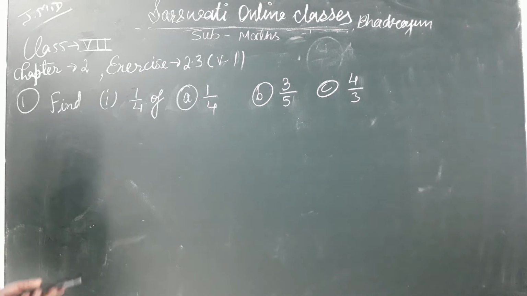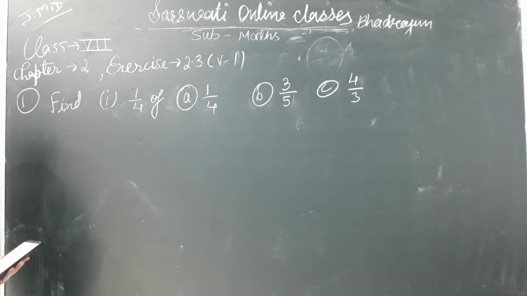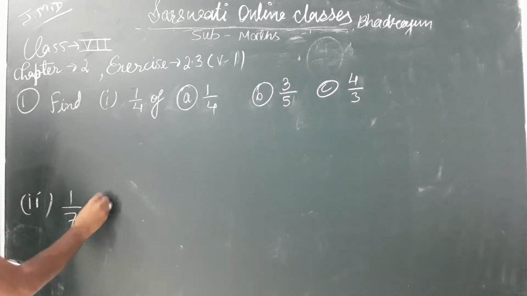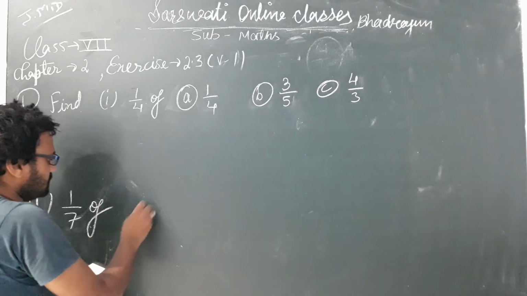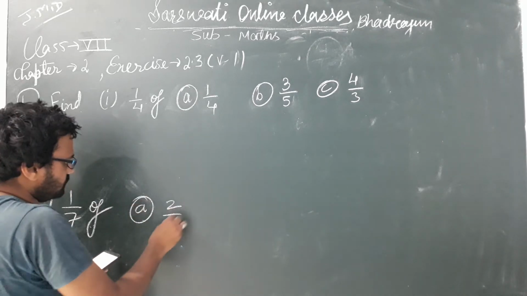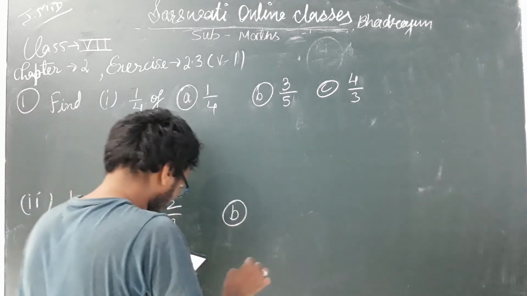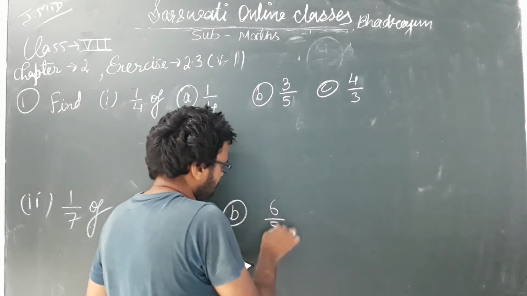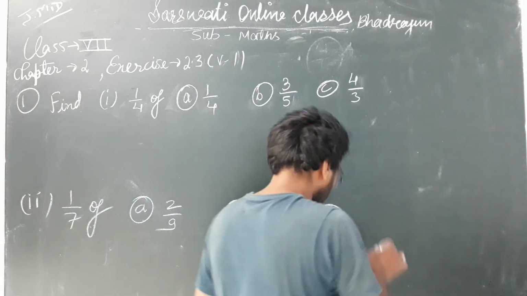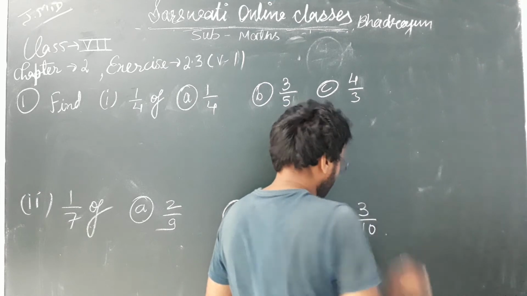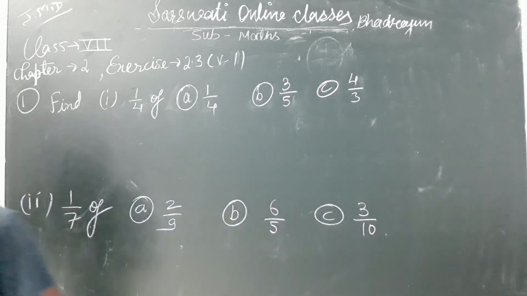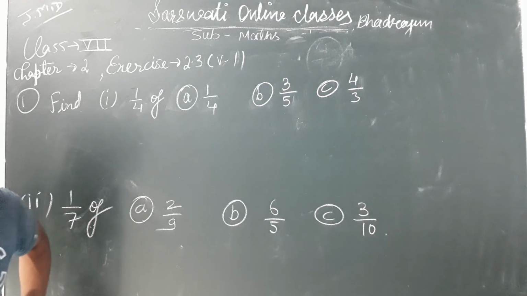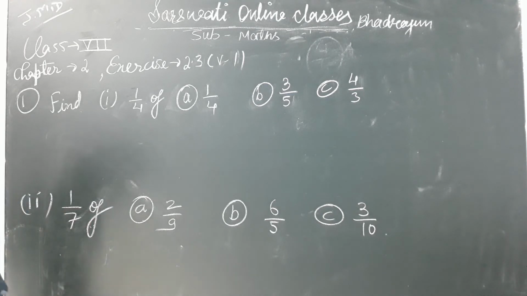So I am just writing question number 1 completely. This was our first part, and the second part is this one. We have to calculate 1 upon 7 of: part A is 2 upon 9, part B is 6 upon 5, and part C is 3 upon 10. Okay, so now we will solve part A of question number 1.